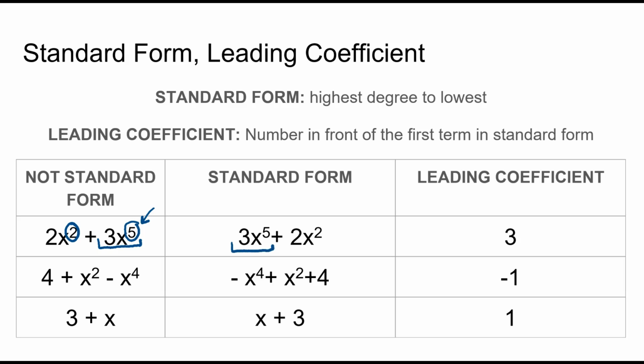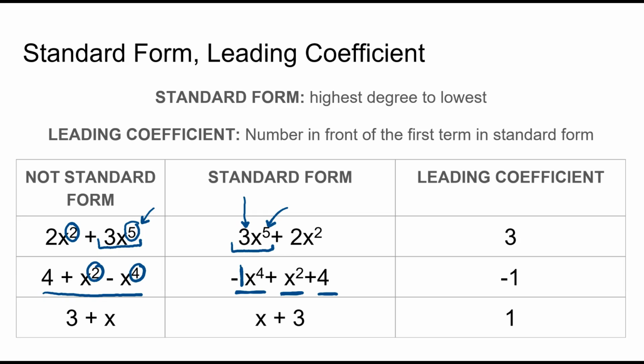Of that term, we have a degree and then we have a coefficient. The leading coefficient is the coefficient of the leading term, in this case 3. Take a look here. The degrees are 4, 2, and invisible 0. So we've got 4 goes first, then 2, then the constant. Always remember there's an invisible 1 there. Our leading coefficient is -1.